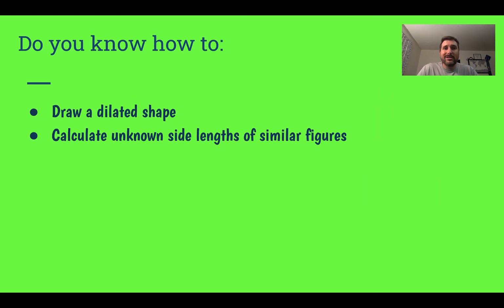scale factor. So after this lesson, do you now know how to draw a dilated shape, especially ones from a specific point? And can you calculate unknown side lengths of similar figures based on a scale factor that would take the dilation from one shape to the other? If you're not sure about those things, go back and look at the examples of how to draw a dilated shape or how to figure out an unknown side using the scale factor. And that's the end of Lesson 8 on dilations and similarity.